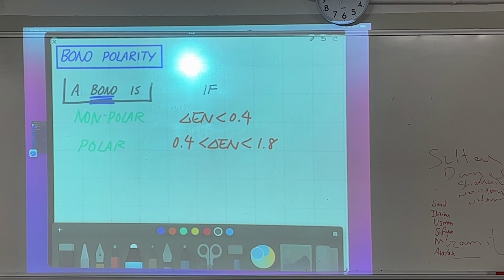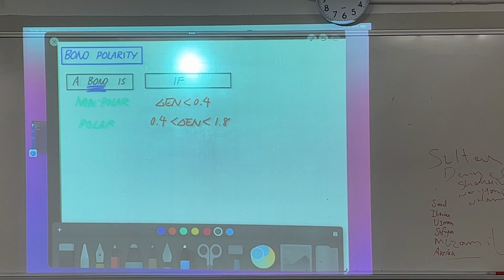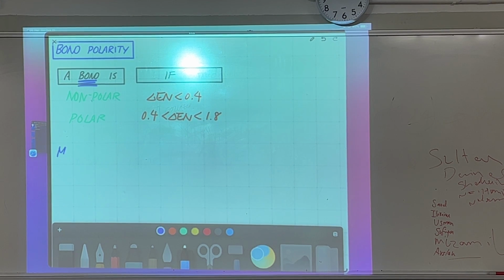So what about a molecule? How do we know if a molecule is polar or not? First of all, we need to understand the molecular shape. Molecular polarity is not the same thing as bond polarity.